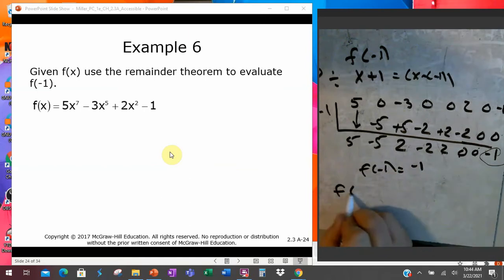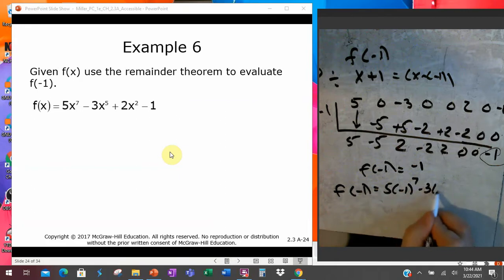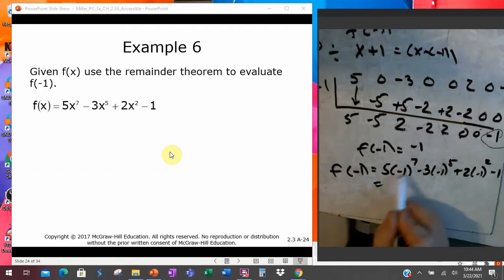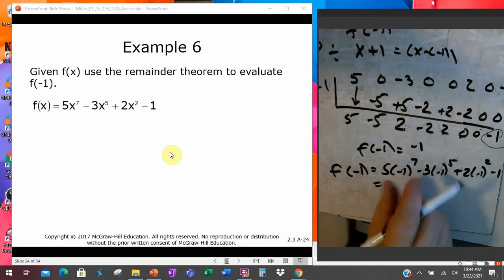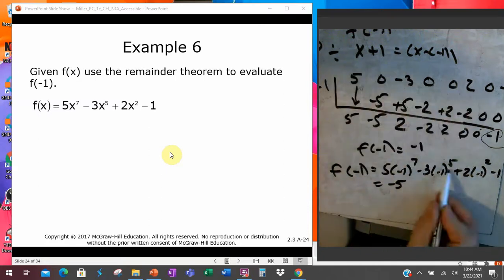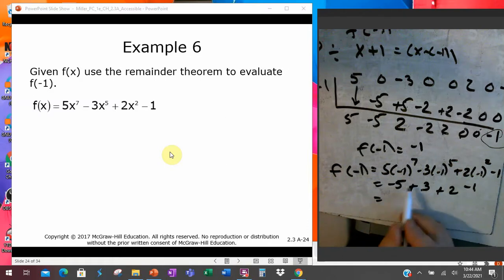Now, I want to do this and just check this. Odd degree, so if this was a bigger number, this would be a little easier. Here is an odd degree, so this is going to be negative 5. This is a negative, so plus 3. Plus 2, because that's a squared, and then minus 1. And then if everything went well, negative 5, 5, that's 0. This is the only thing that's left, and that's negative 1. Okay.